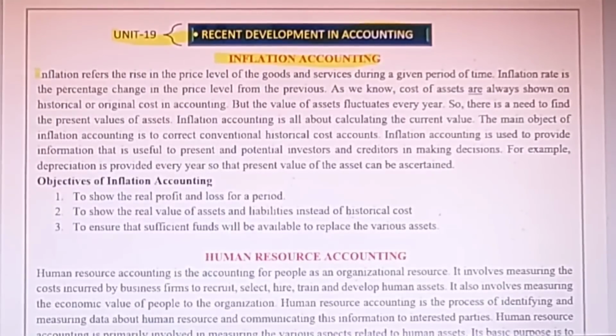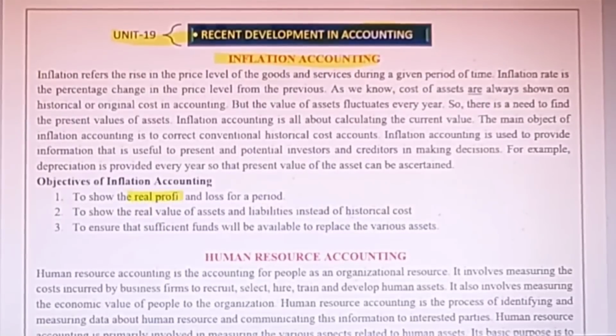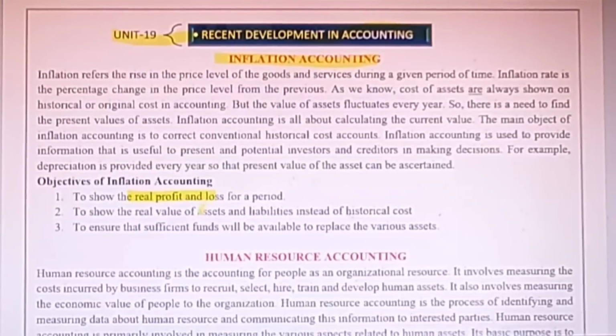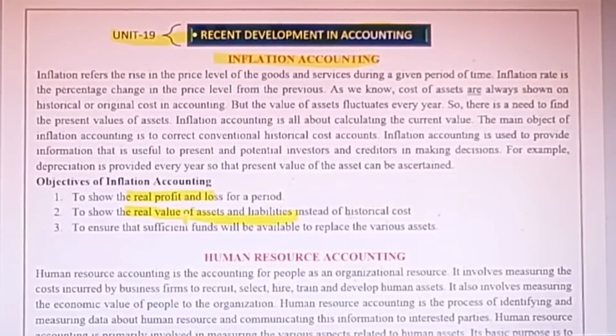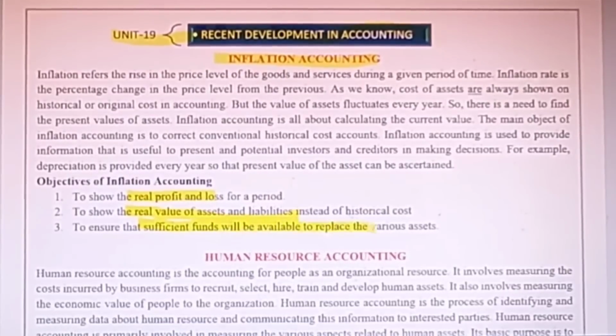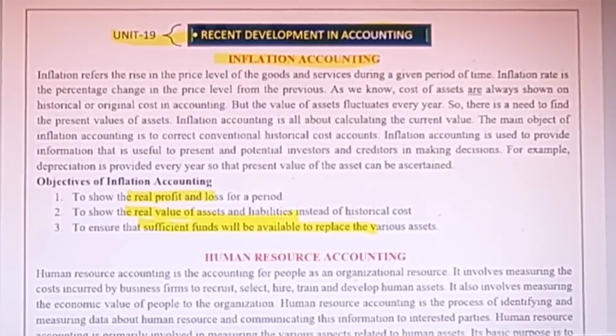Because assets के जो values हैं वो दिन पर दिन increase होते हैं, जैसे कि land. तो वो जो rate होता है increase का, तो वहाँ से हम लोग accounting prepare करते हैं, which is called inflation accounting. Main objectives are to find the real profit or loss, then the real value of assets and liabilities, and to ensure sufficient fund available to replace a given asset.